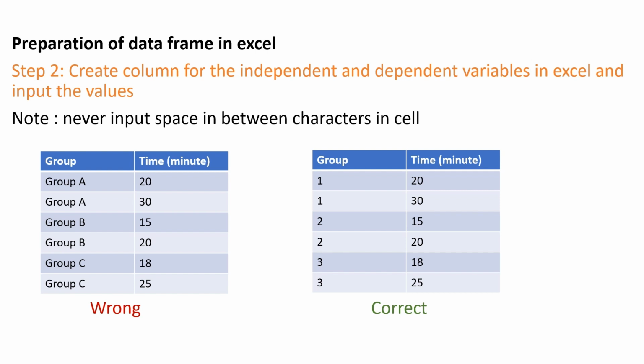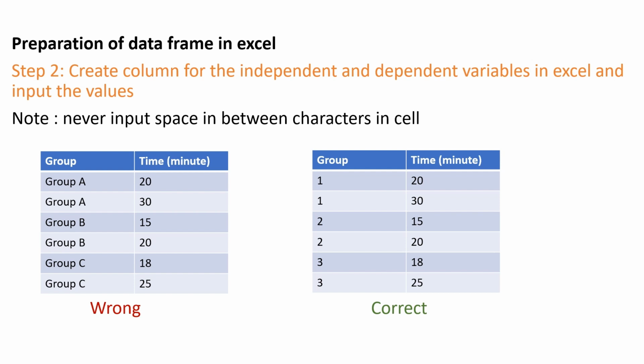In the beginning, we said we have three groups: group A, group B, group C. But if you want to input it in a cell, you don't type group A, group B, group C, because if you do that, there are some errors that might occur when you are running your command. So it is advisable to input characters without spacing.